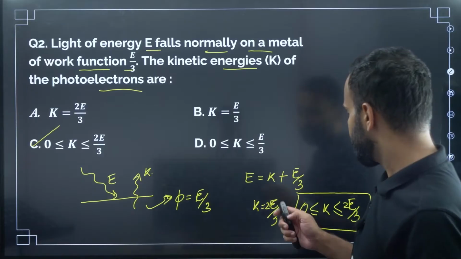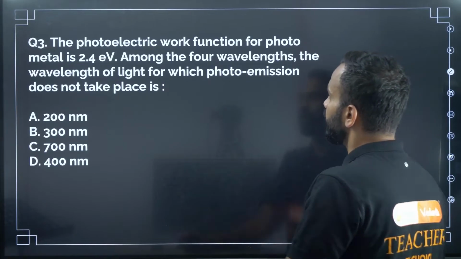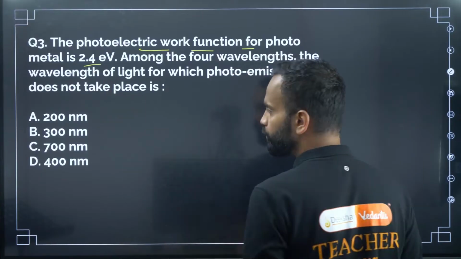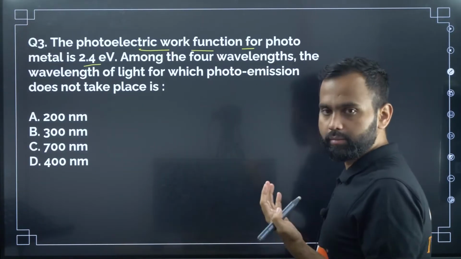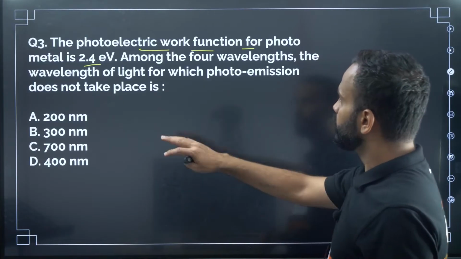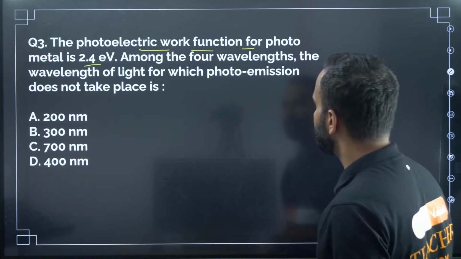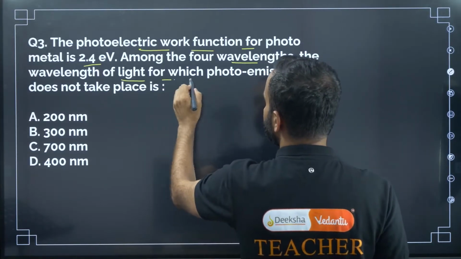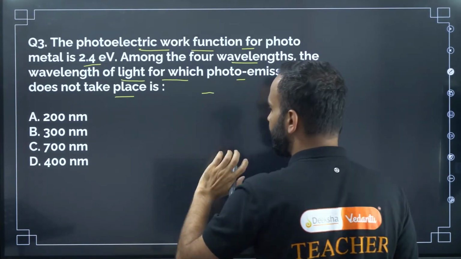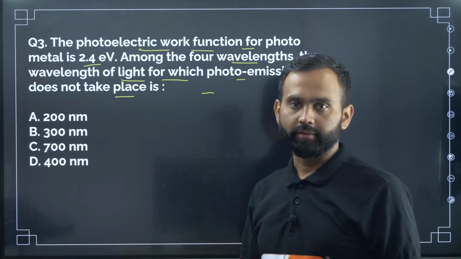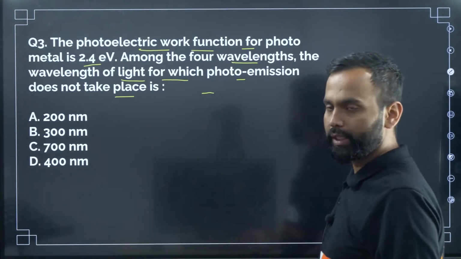Understood? Next question, question number 3. The photoelectric work function for a photometal is 2.4 electron volt. Again, the question is based on the photoelectric effect, right? The work function of the photometal is given. Among the 4 wavelengths, find the wavelength of the light for which photo emission does not take place. So we need to check every option, right? Okay, let's check.